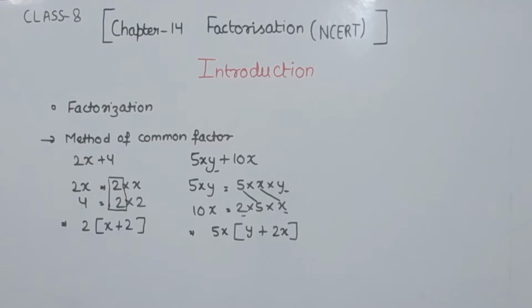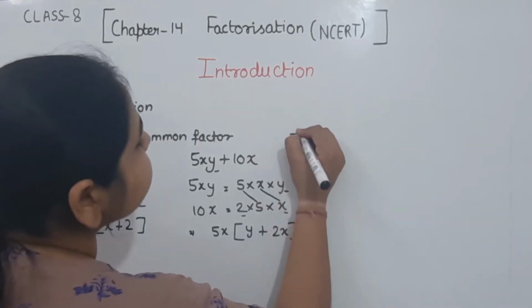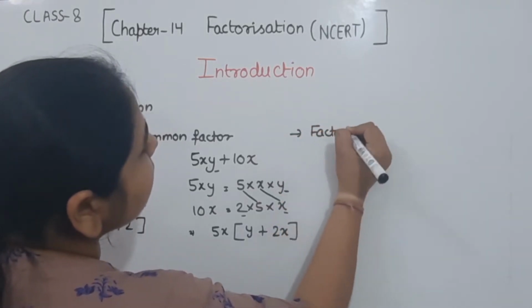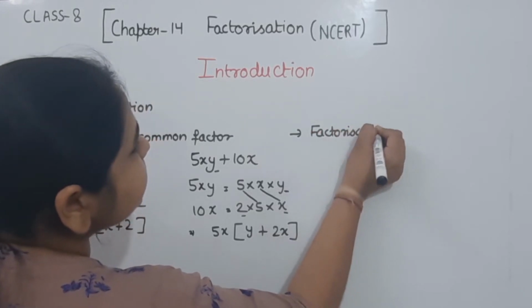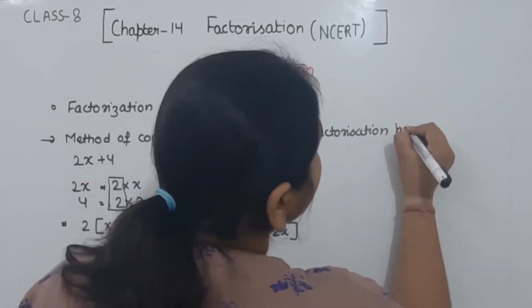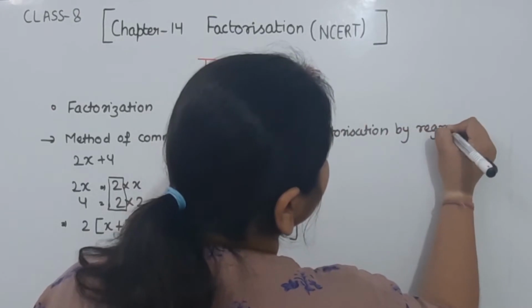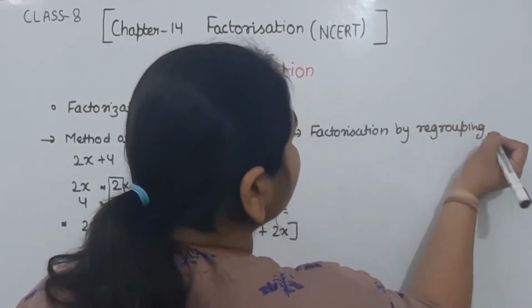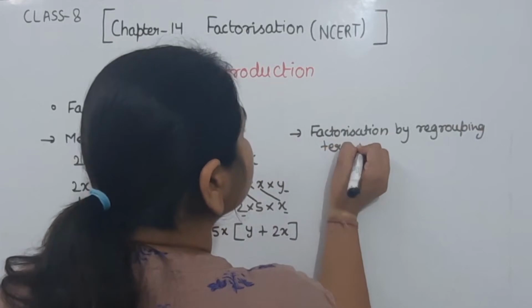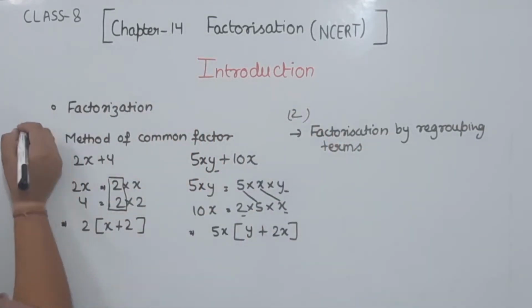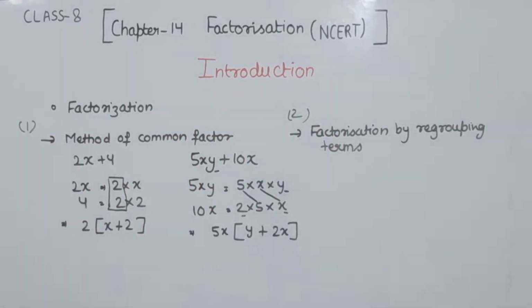Now comes to the next one, we are having the factorization by the regrouping terms. So I am going to write here factorization by regrouping terms. This one we are having is the second method and this one is the first method we are having. Method of the common factor is the first one. Second one we are having is the factorization by the regrouping method. So let's take the example.